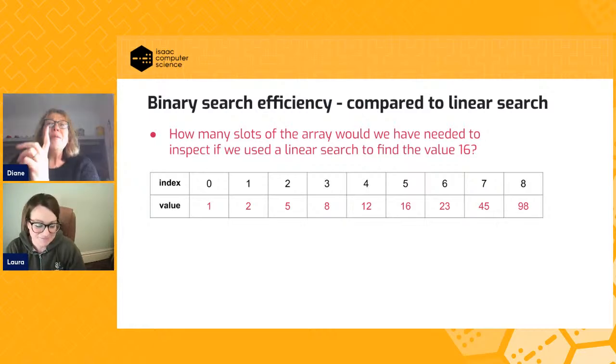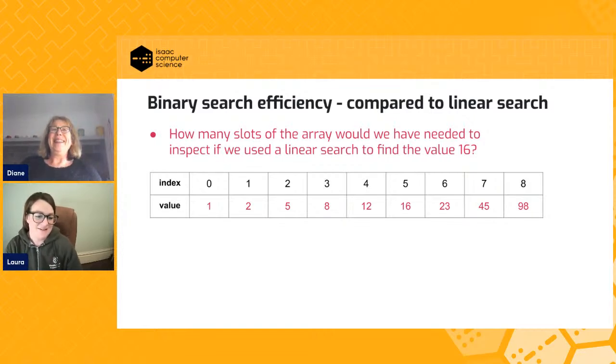Perfect. Can you tell me which positions we would have looked in? Because our indexing starts at 0, we'd start at 0, then we'd look at 1, and then 2, 3, 4, and then 5, and find the value of 16.